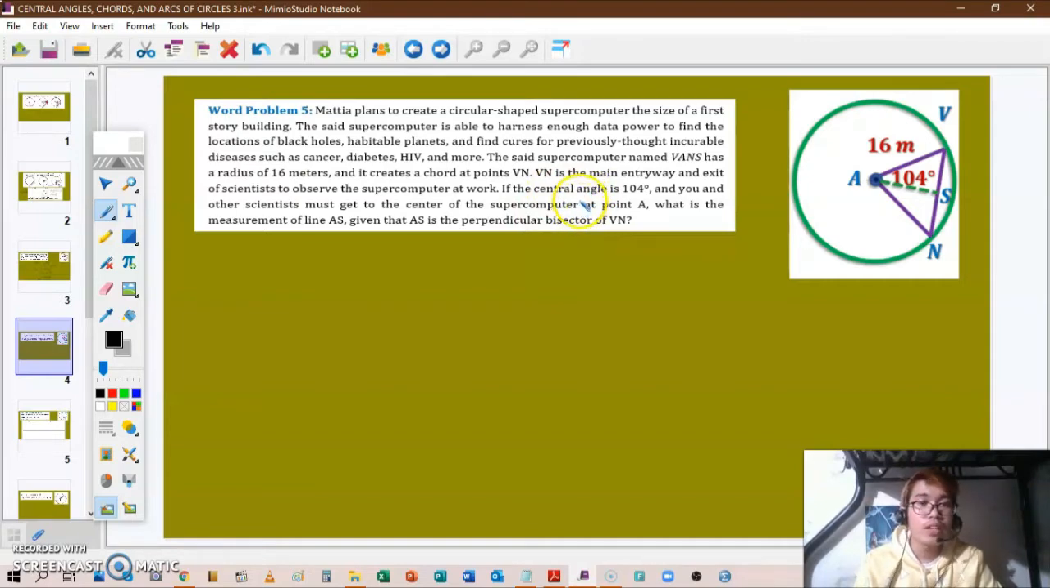So if the central angle is 104 degrees and you are one of the scientists who must get to the center of the supercomputer at point A, what is the measurement of AS, given that AS is a perpendicular bisector of Vn?